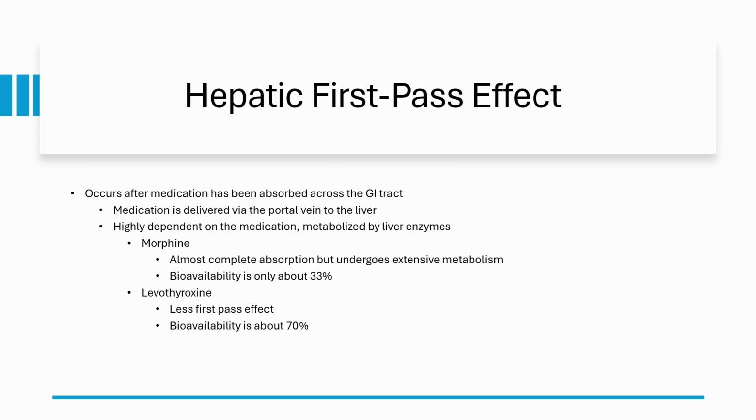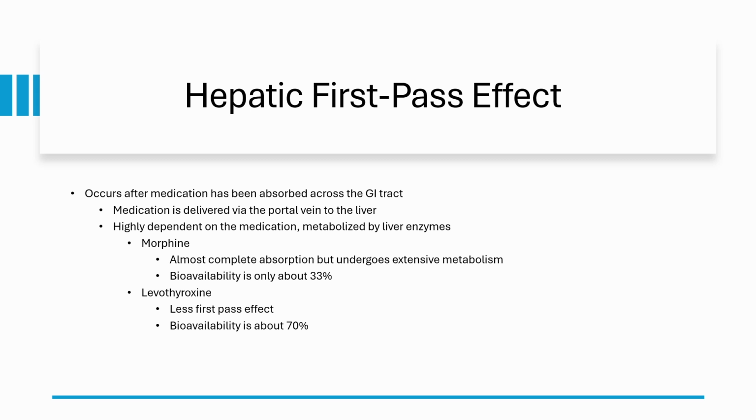Medications that are given via the enteral route undergo what's called hepatic first pass effect. This occurs after the medication has been absorbed across the GI tract. Medications are delivered to the liver via the portal vein. The enzymes in the liver metabolize the medication, and it's highly dependent on the medication itself.